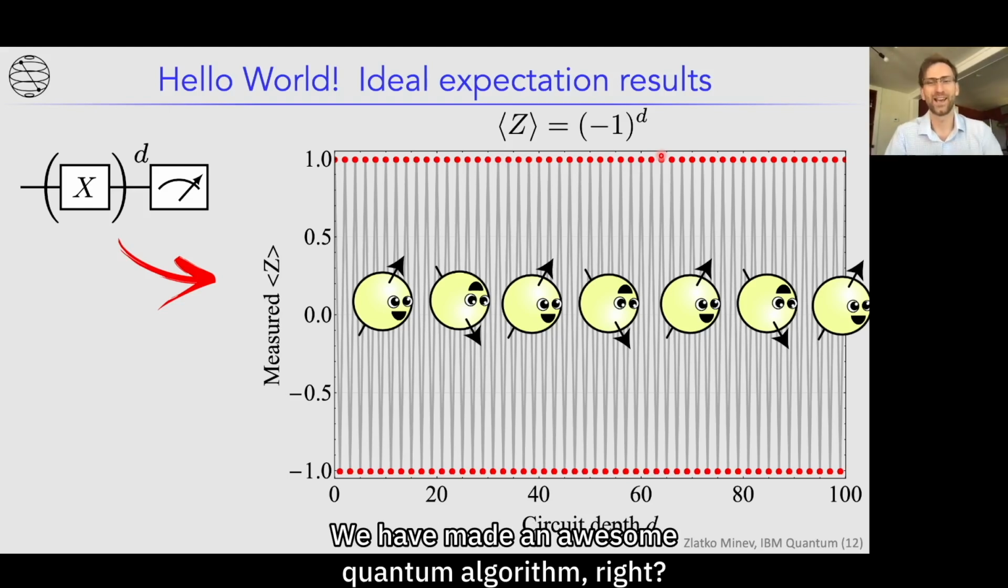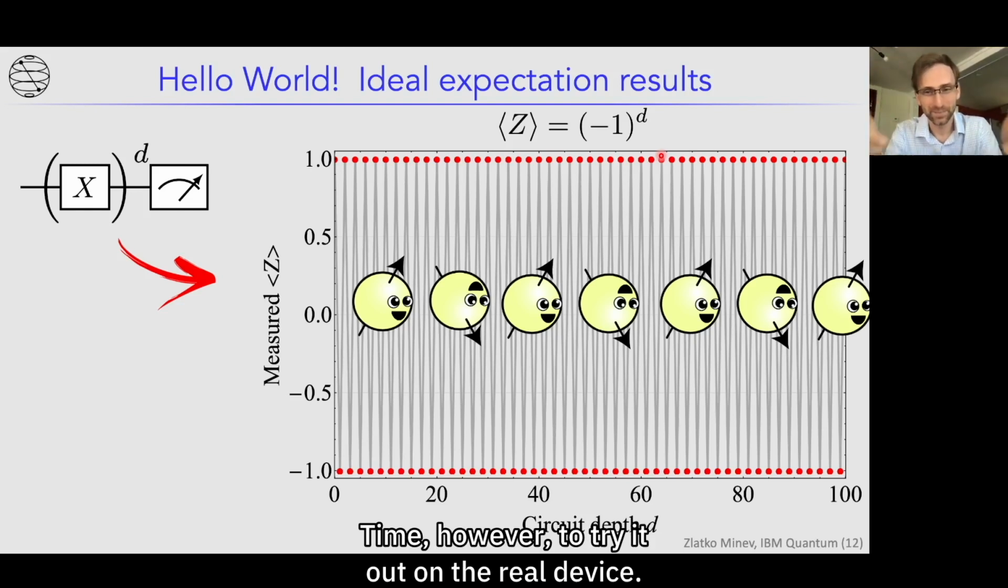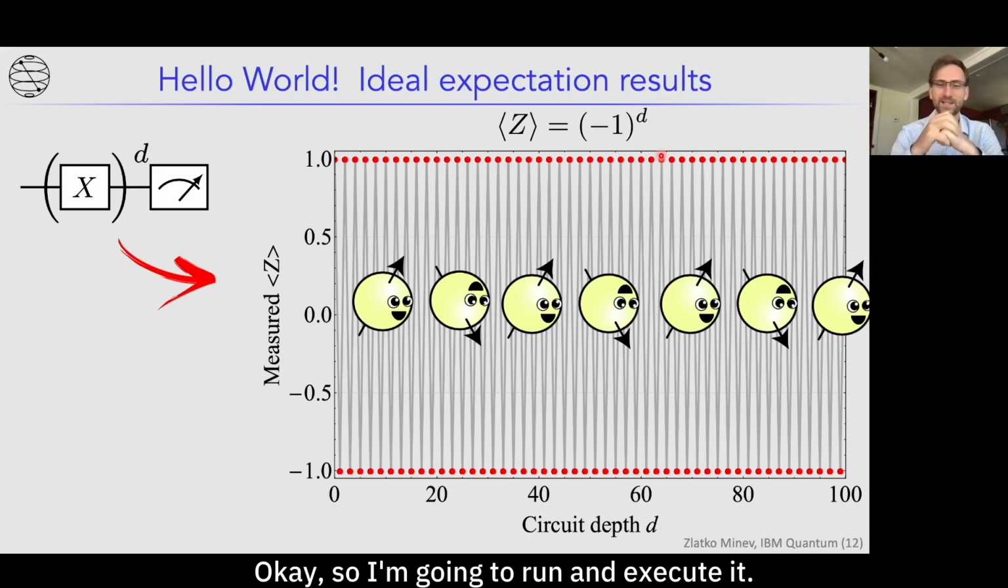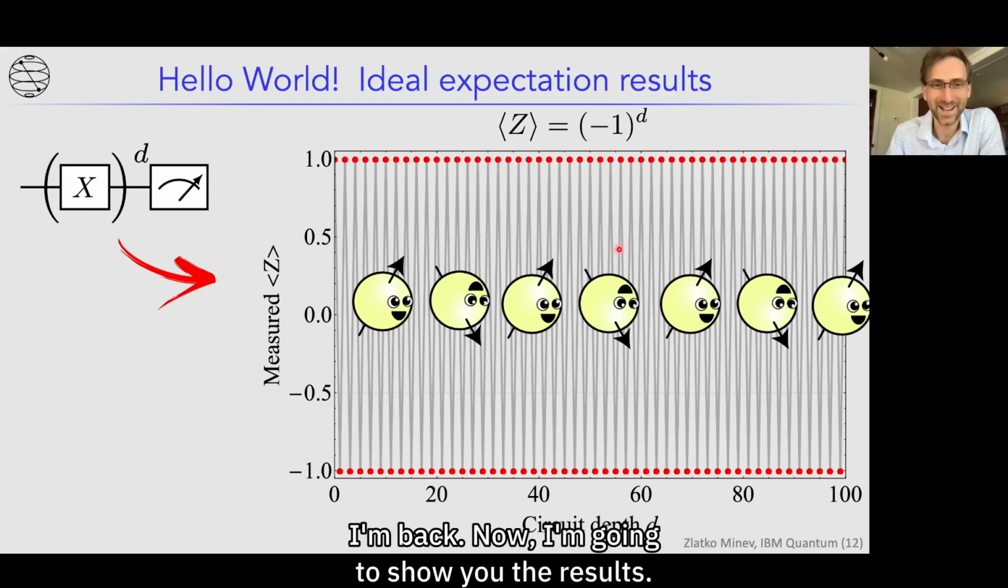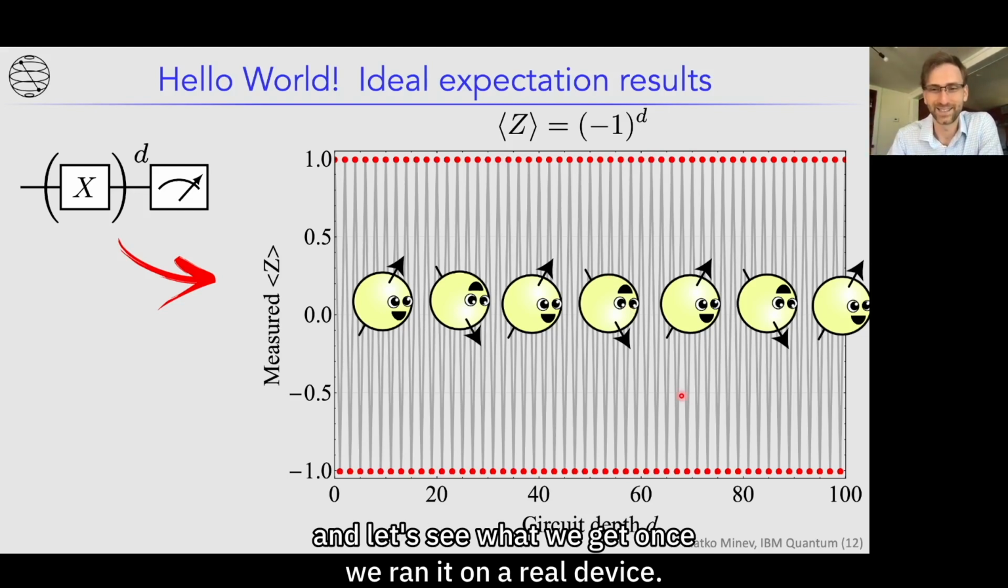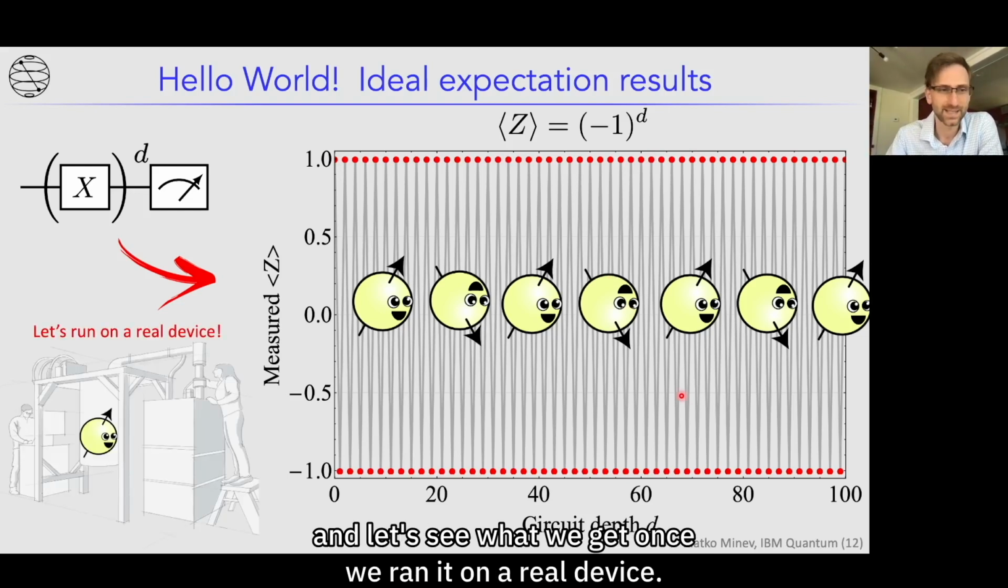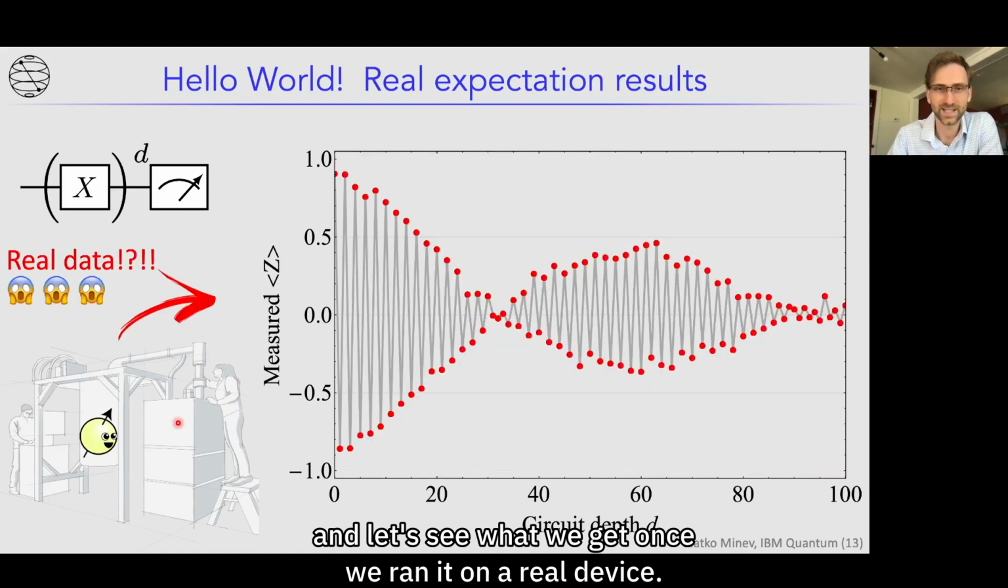Okay, great. We have made an awesome quantum algorithm, right? Time, however, to try it out on the real device. Let's see what happens. Okay, so I'm going to run and execute it. Okay, I'm running, I'm back. Now I'm going to show you the results. I did this earlier, of course, and let's see what we get once we ran it on a real device.